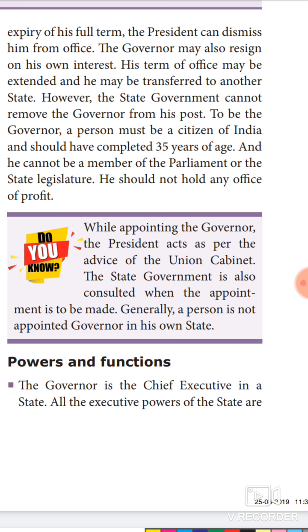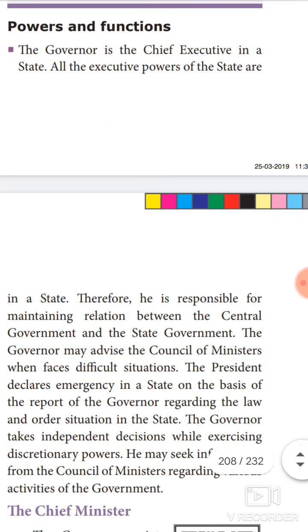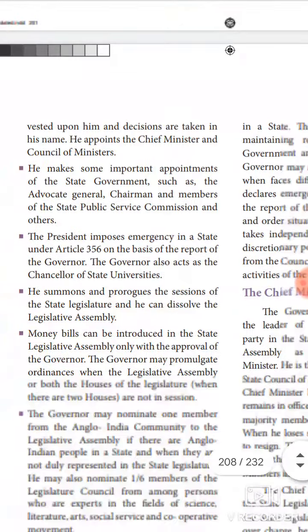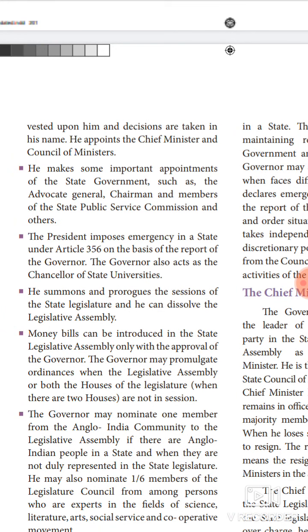So all the executive powers of the state are vested upon him and decisions are taken in his name. He appoints the chief minister and council of ministers. He makes some important appointments of the state government, such as the advocate general, chairman and members of the state public service commission and others.